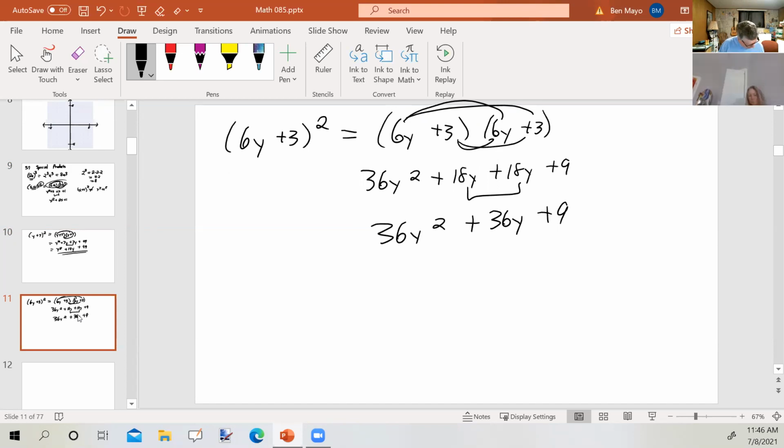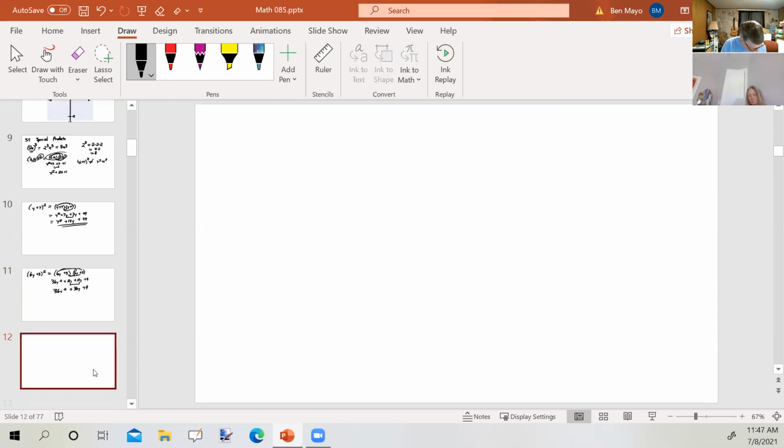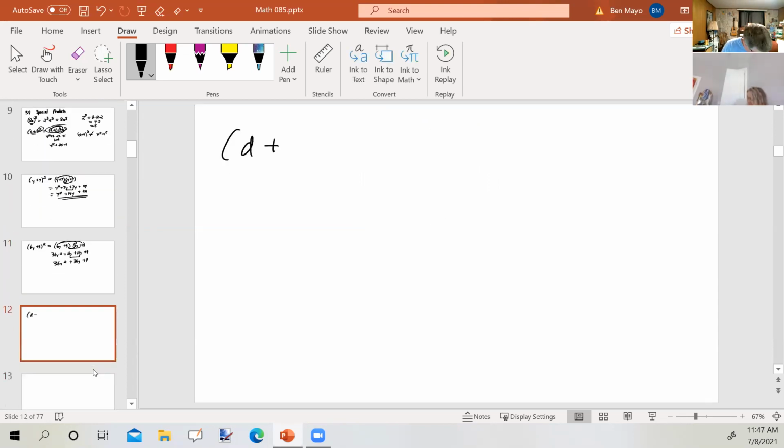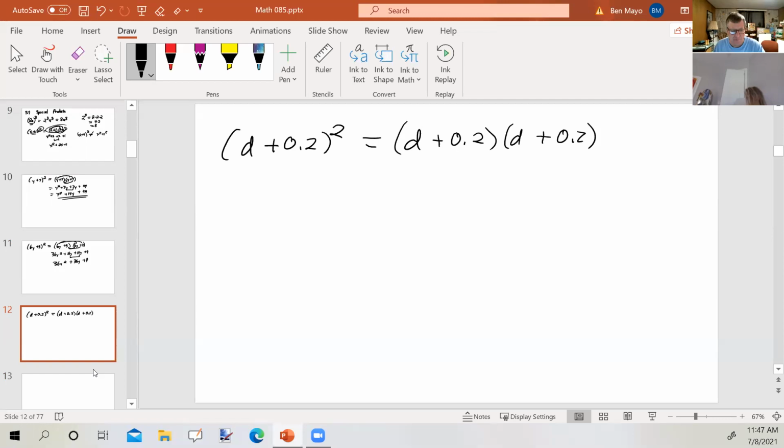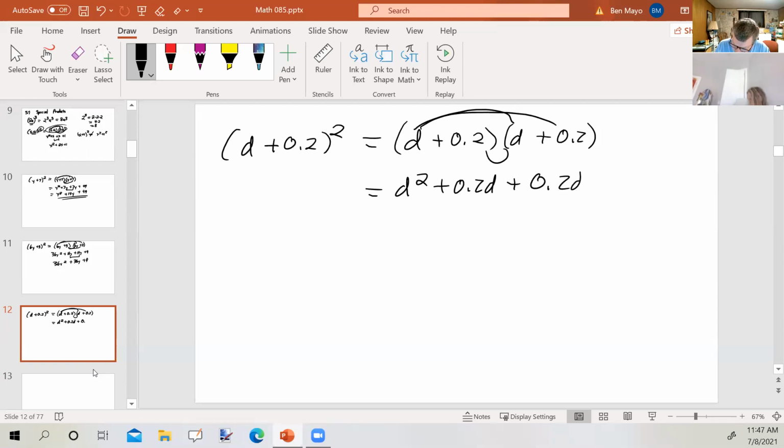Let's see here. How about this one? d plus 0.2, the quantity squared, which is d plus 0.2 times d plus 0.2. d times d is d squared. d times 0.2 is 0.2d, plus 0.2 times d is 0.2d, plus, 0.2 times 0.2 is going to be what, 0.04, right?